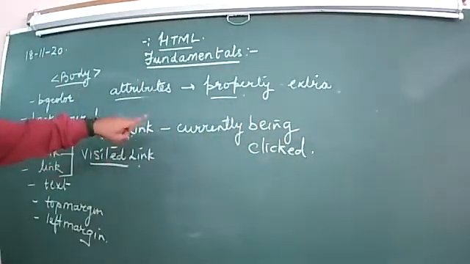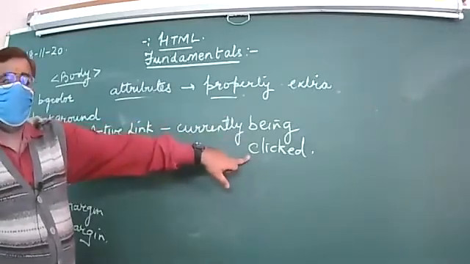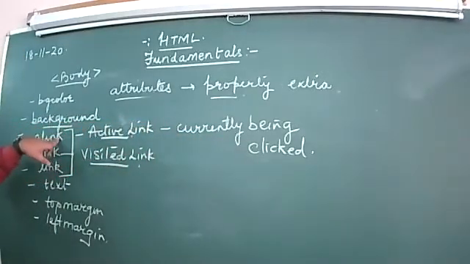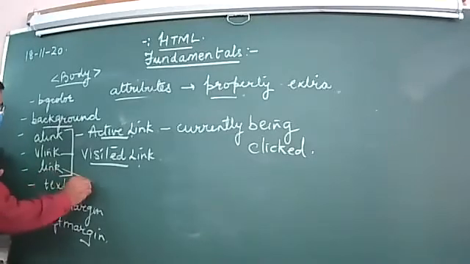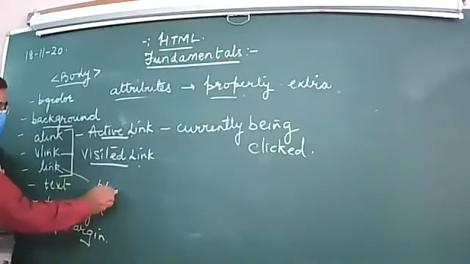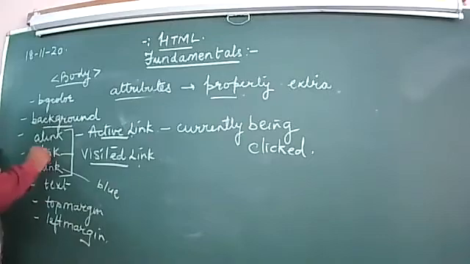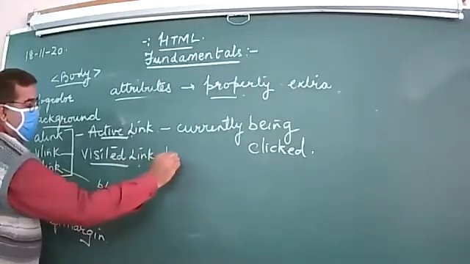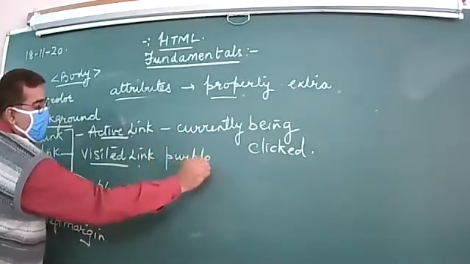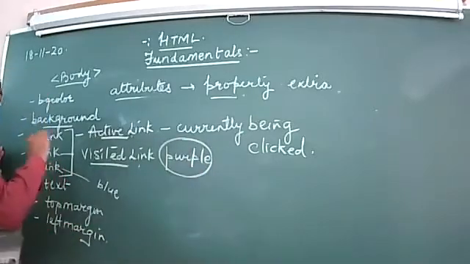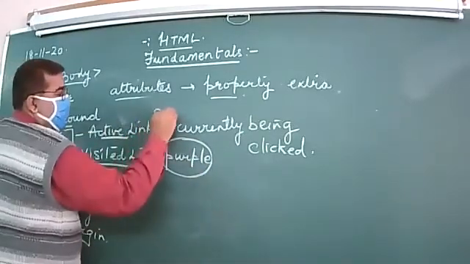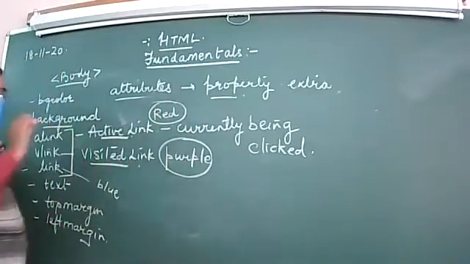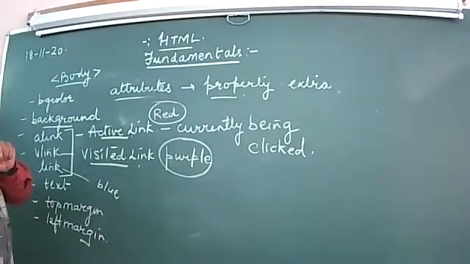The link which is currently being clicked is known as active link. Right? Now, what are the default colors of all the three attributes? The default color of link is blue. The default color of V link is purple. And the default color of active link is red. You can change the color.